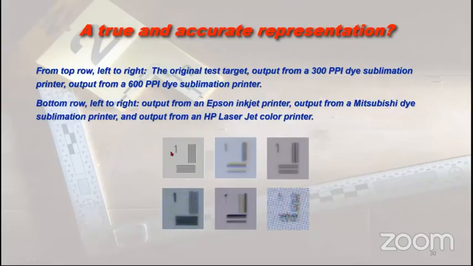So just to show you the difference in terms of how that looks on output, we have the actual test target. This is the value that was printed. We have different dye sublimation printers that were output. And over on the bottom left, that is an inkjet printer. The output over on the far bottom right was actually a black and white laser printer.